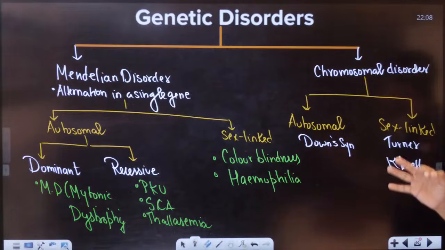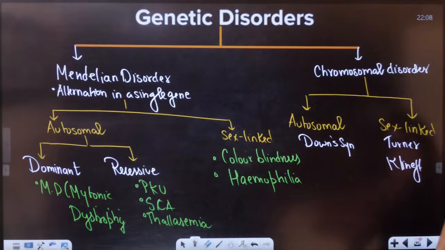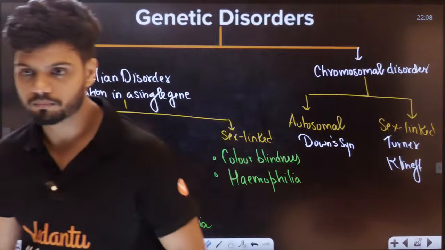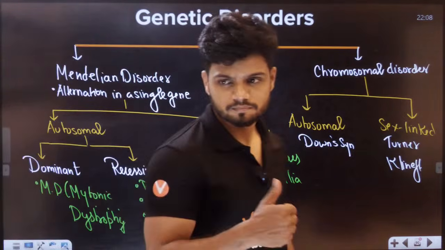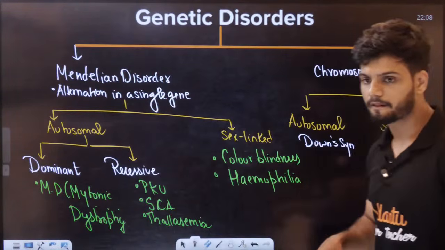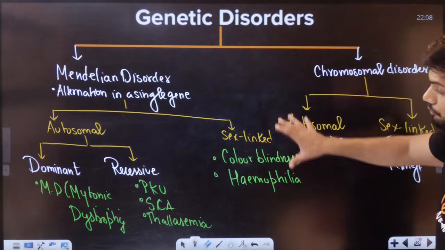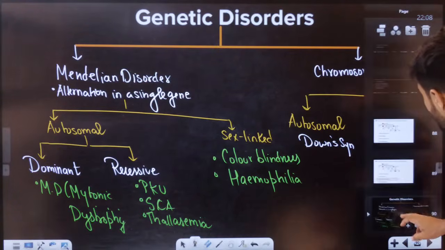PKU is phenylketonuria disease, students. Notes are on Telegram. Phenylketonuria disease, students. Now, if you know this, you can solve so many questions.